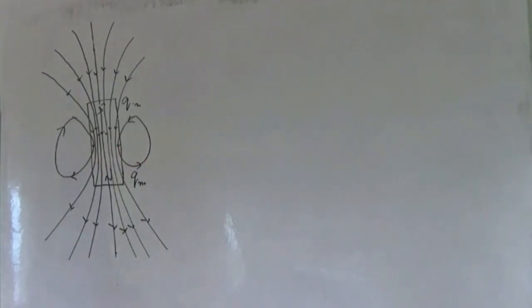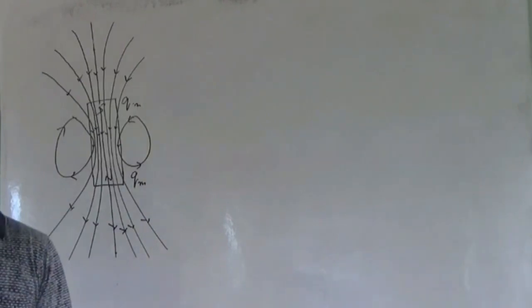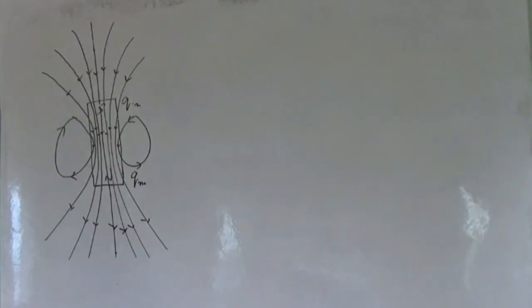Remember this thing. This differs from electrostatic field lines. Electrostatic field lines are what? They do not form closed loops. They emit from positive charge and go to infinity or end at the negative charge.